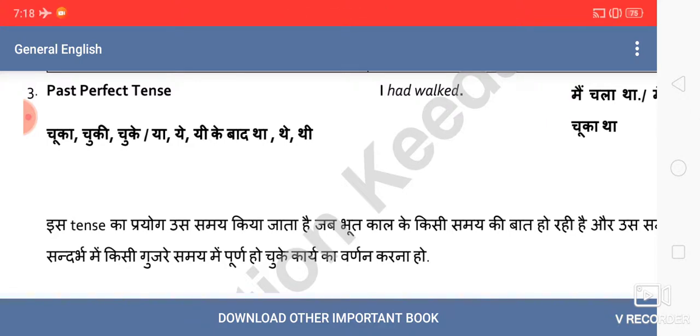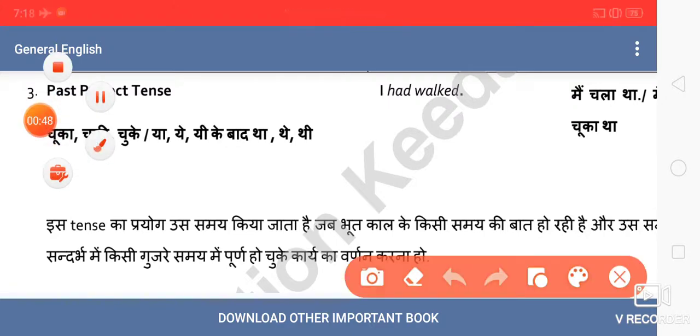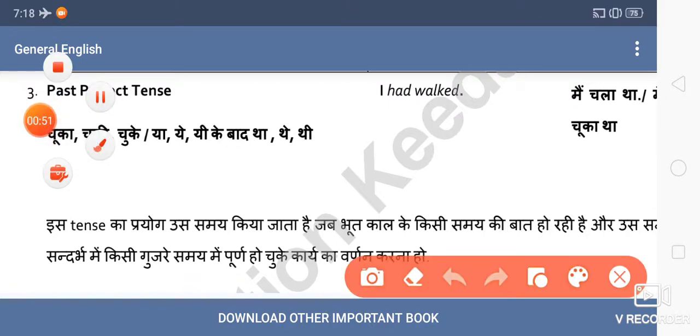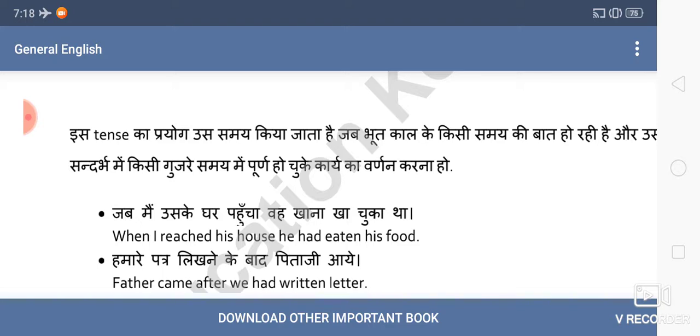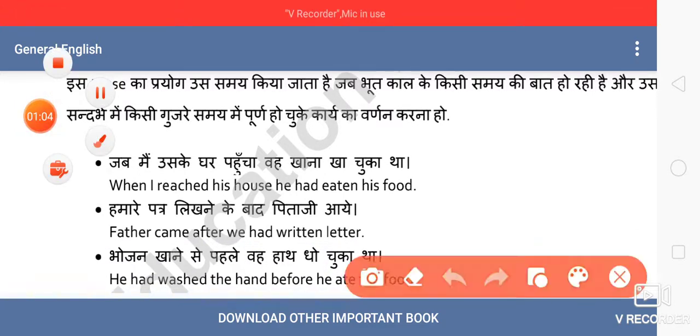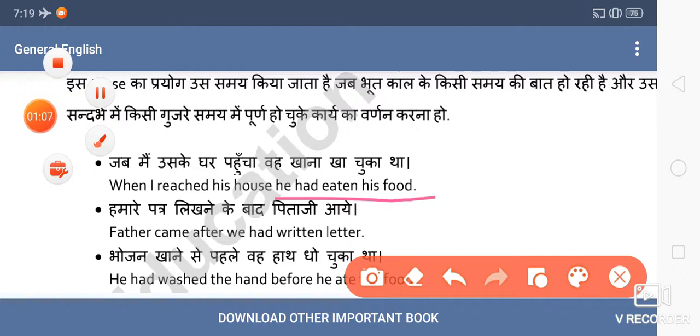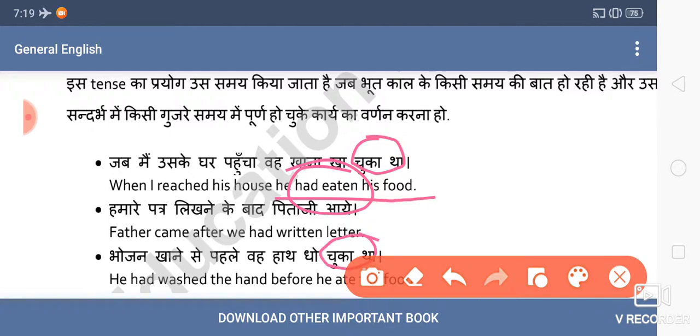Let's first talk about the identification, how you will identify. So you can identify all sentences in Hindi by seeing all this. These sentences in Hindi end like this, and in English you will see had, then verb. Whenever you see any sentence with had and then a verb in third form, be sure it is 100% of past perfect tense. And in Hindi it is like this. So these are the identification marks here.